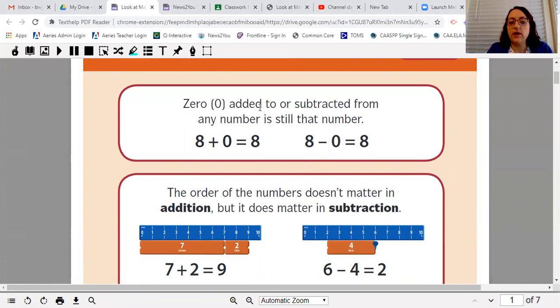So 0 added to or subtracted from any number is still that number. So when we have 8 plus 0, it will always be 8. And if we have 8 subtracted from 0, it'll still always be 8.